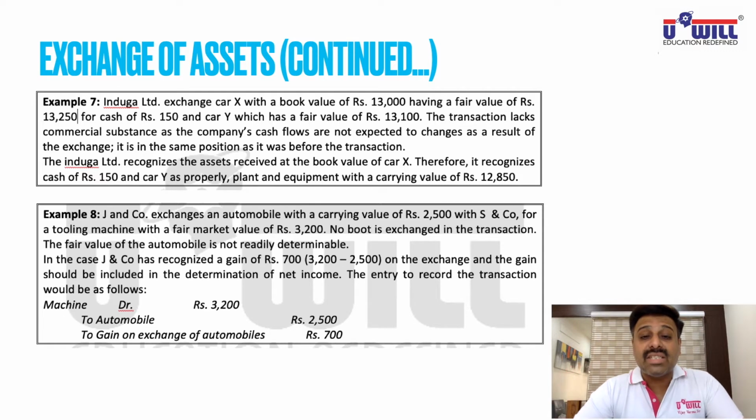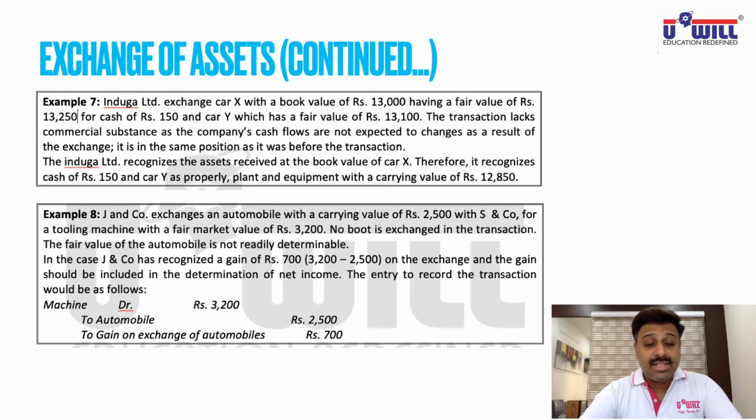And it has commercial substance also. Why? You gave an automobile and you bought a tooling machine, so its economic cash flows or benefits are going to differ from the asset you have given up. So here commercial substance is also there. Okay, and fair market value is also ascertainable. So we will record the asset at fair market value. The fair value of the automobile is not readily determinable, but the fair value of the asset acquired is determinable.